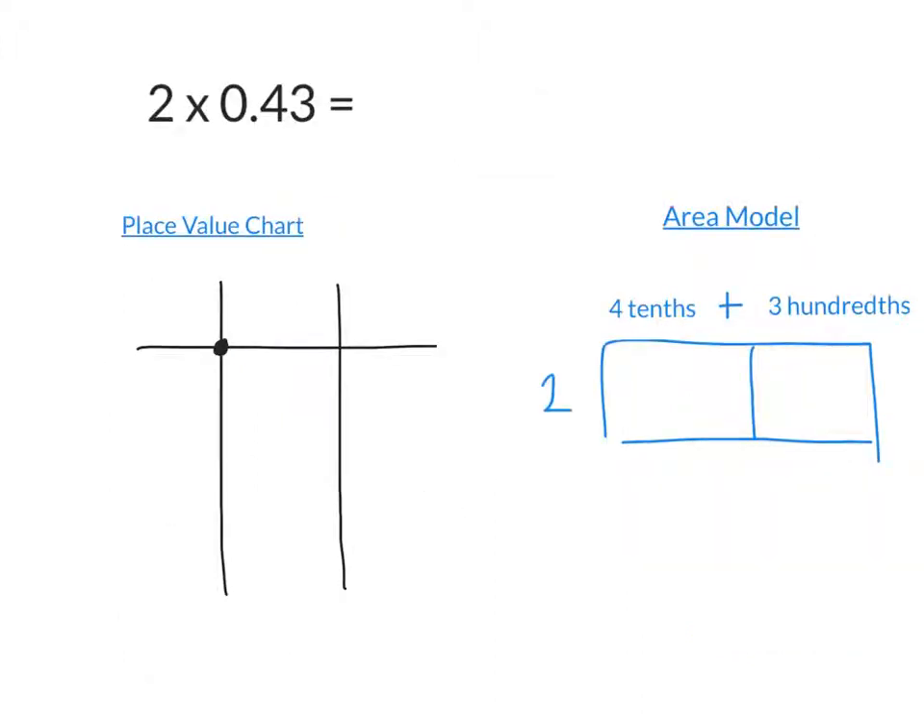Using a place value chart is only half of the learning goal. The other half is using an area model. We're going to do half place value chart, half area model. See how that encompasses your entire learning goal? Copy down this problem. 2 times 0.43.